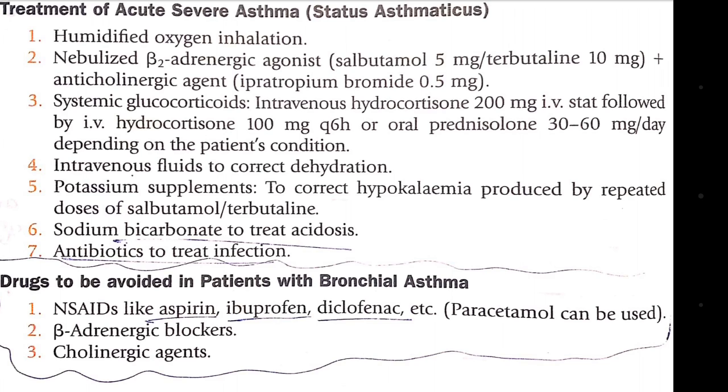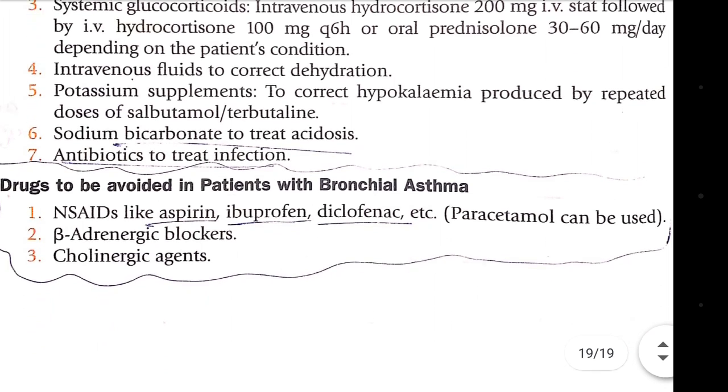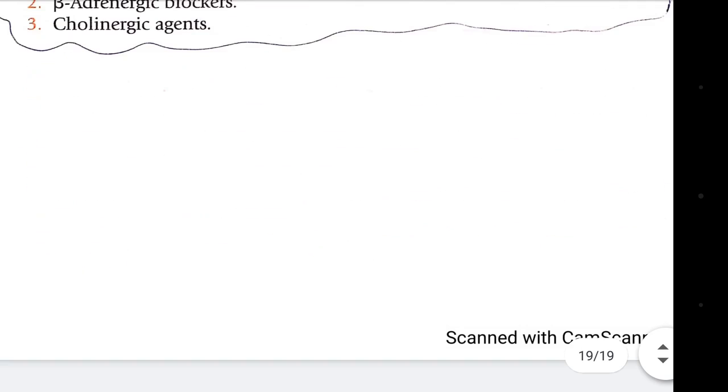Now what you need to remember is that once you have a patient with bronchial asthma, these are the drugs to be avoided. They are NSAIDs like aspirin, etc. But paracetamol can be used. Beta adrenergic blockers and cholinergic agents, both of which can cause bronchoconstriction, are also not used. So that's it about bronchial asthma.